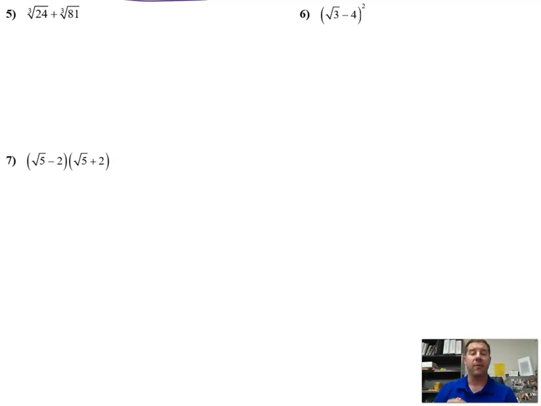Same idea here. If I want to add these cube roots together, they both have to be cube roots, which they are, and then the radicands have to be the same. These are different, so what we're going to do to fix that is try to simplify these. In this case, because they're cube roots, instead of dealing with perfect squares, I'm going to try to pull out perfect cubes. So again, I'll do the work on the calculator, and then we can talk about what we did.